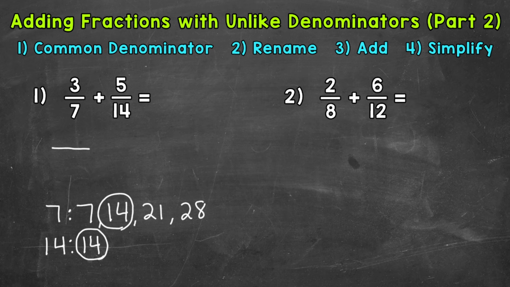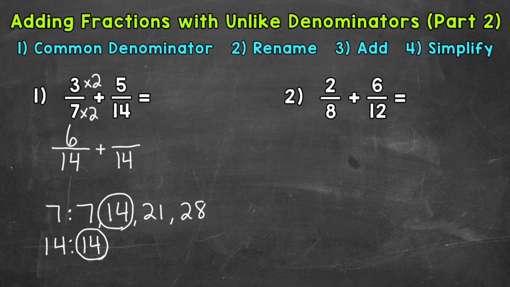Let's go back up to our original problem and rename both of these fractions with that common denominator of 14. We'll start with 3/7. So we need to find an equivalent fraction to 3/7 with a denominator of 14. So think, how do we get 7 to equal 14? Well, we know 7 times 2 is 14. And in order to keep this equivalent, whatever we do to the denominator, we do to the numerator. So let's multiply the numerator by 2 as well. 3 times 2 is 6.